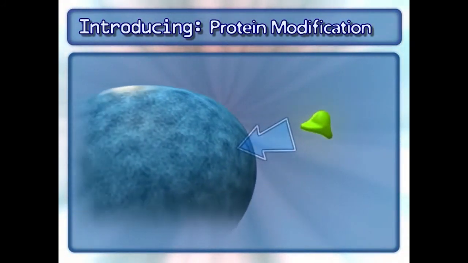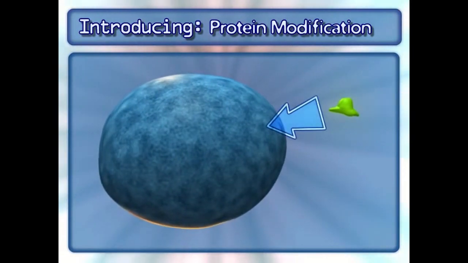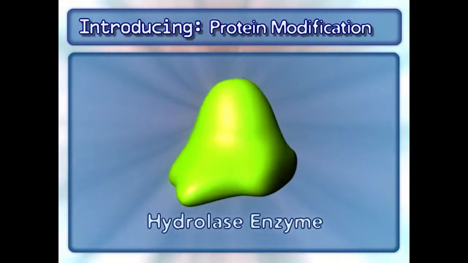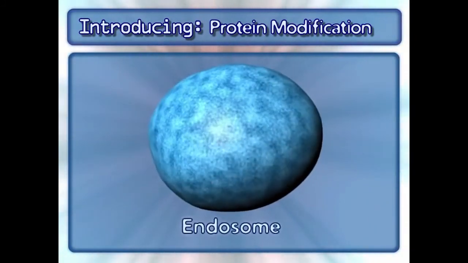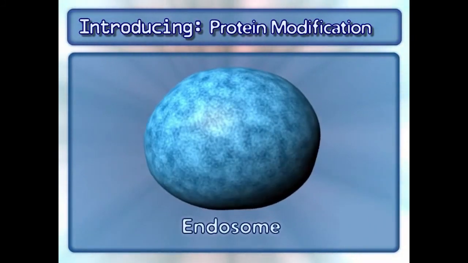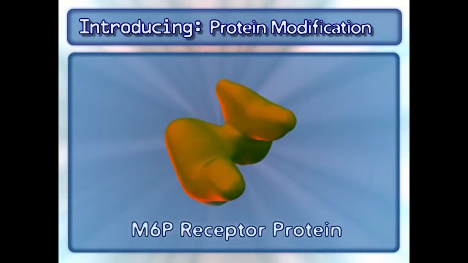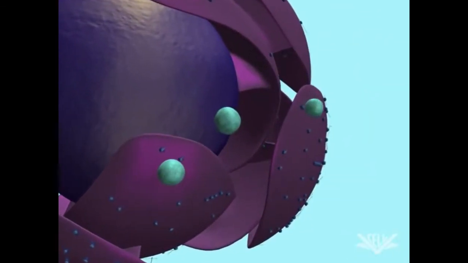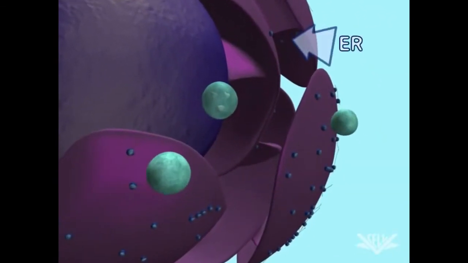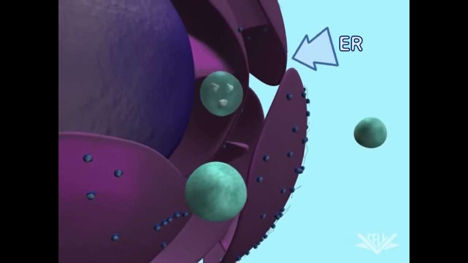We focus here on the delivery of a hydrolase enzyme to the endosome. Hydrolases are enzymes that degrade other molecules. The endosome is an organelle that contains molecules to be degraded. Other key components include the M6P receptor protein. So let's follow a hydrolase from the endoplasmic reticulum, or ER, where it is synthesized, to the endosome.